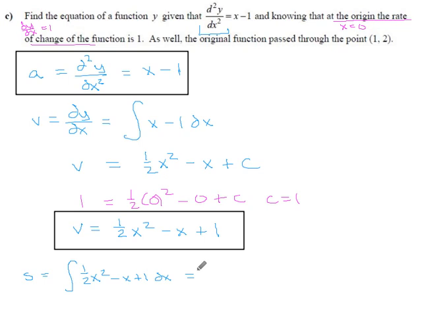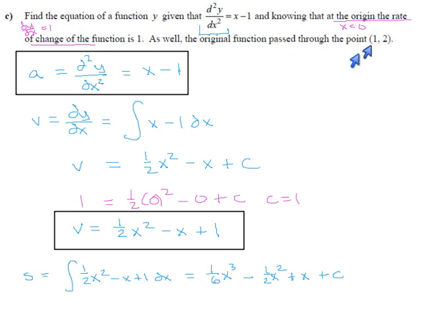which comes out to, let's see, x goes up to the third power, divide by 3, so we get 1/6 x cubed. Then x goes up to 2, and then divide by 2. The antiderivative of 1 is x, and then we get a constant again. So this is our position, except we don't know the c value yet, and we can get it because they tell us we will go through the point 1, 2.